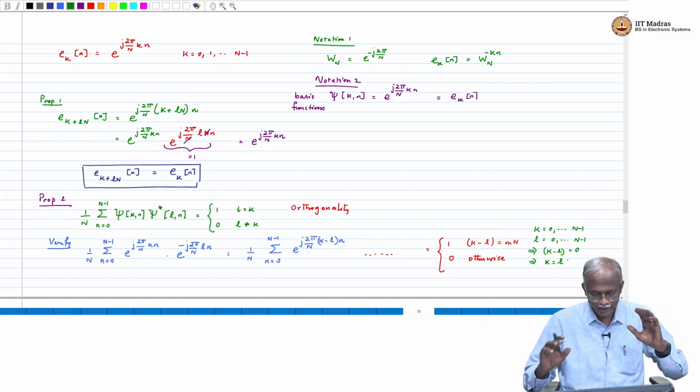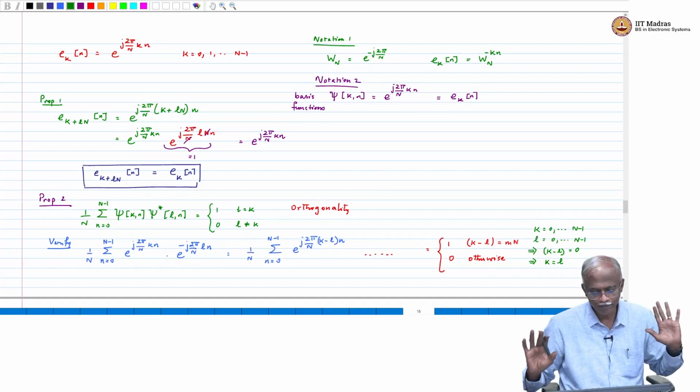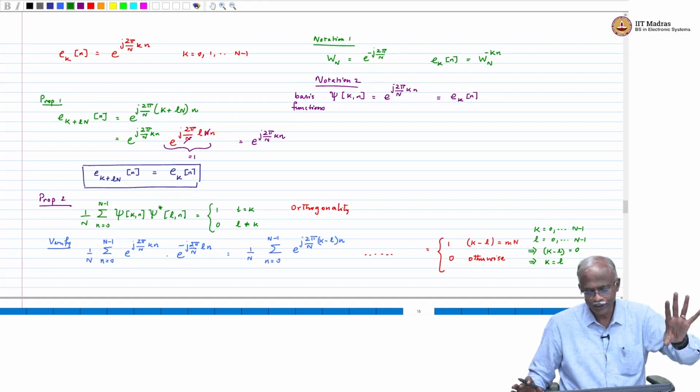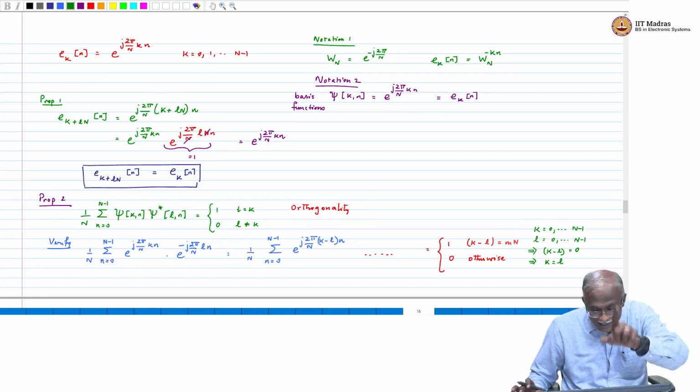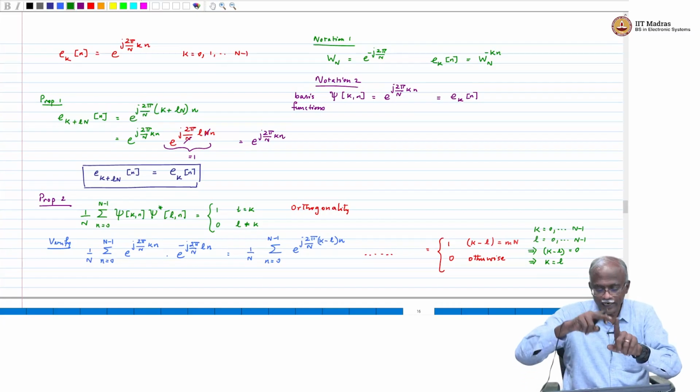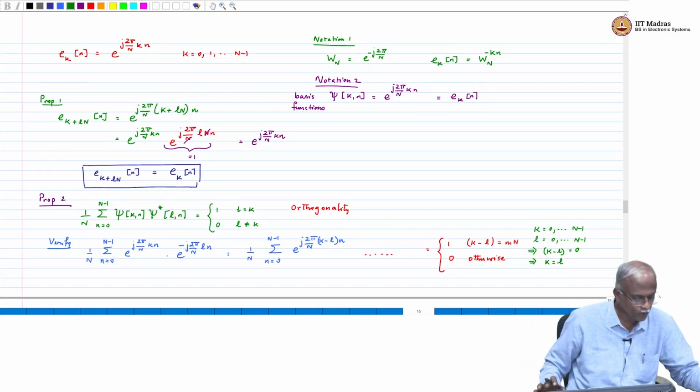So basically the principle of orthogonality has been verified: if you correlate these basis functions with themselves, you will get 1. If you correlate with any other basis function, the value will be 0.